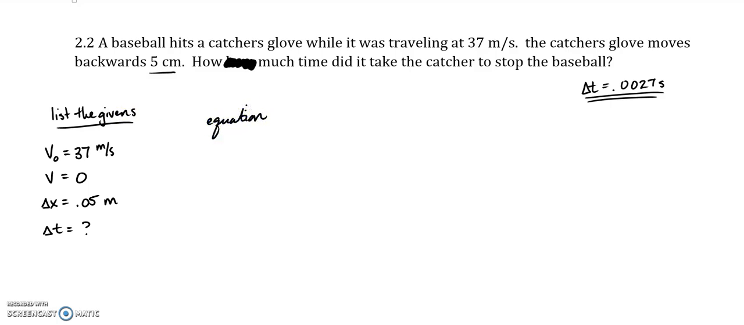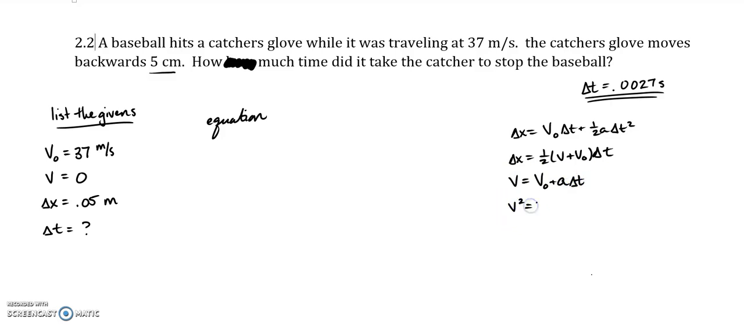We've got our list of kinematics equations. Delta x equals v sub naught delta t plus 1/2 a delta t squared. Delta x equals 1/2 (v plus v sub naught) delta t. That's the letter A. I have no idea what happened with my brain there. We have this one, and we have this one. Those are our 4 kinematics equations.